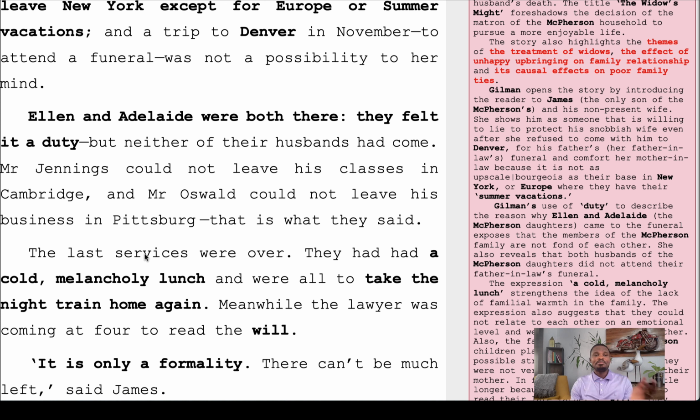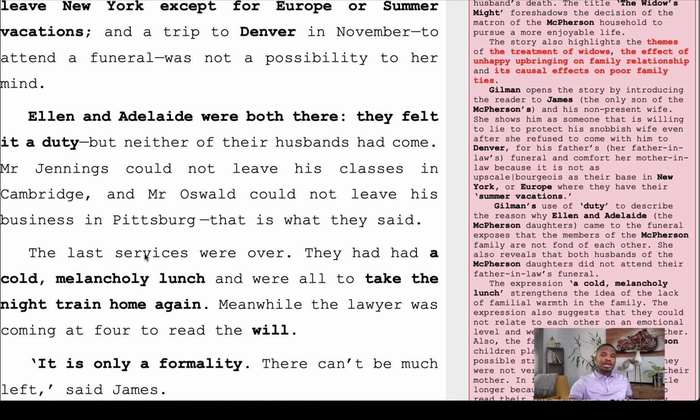And we were told that Mr. Jennings could not leave his classes in Cambridge, and Mr. Oswald could not leave his business in Pittsburgh. That's what they said. So we see here that there's a snobbish attitude from the in-laws, not only of James's wife Maud, but also Mr. Jennings and Mr. Oswald.